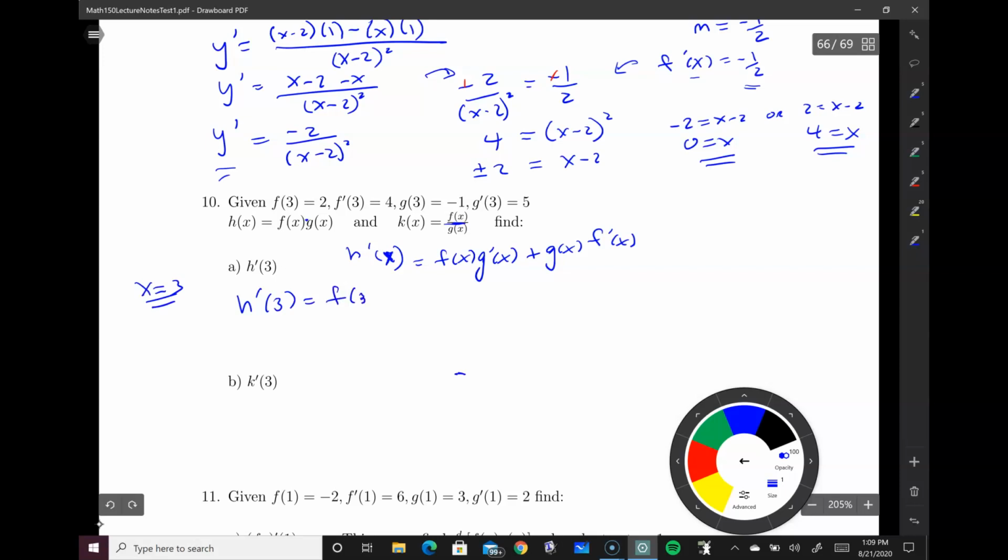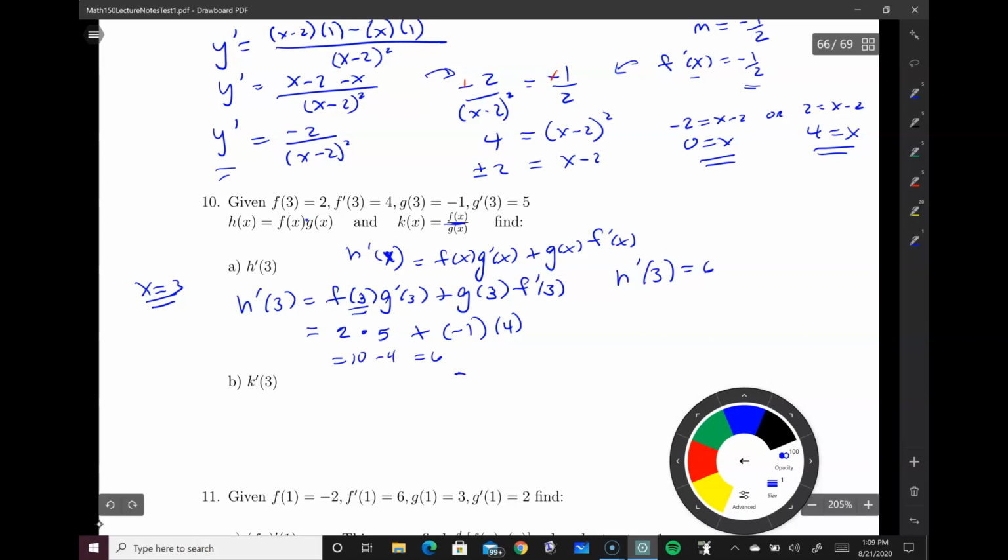So I have f of 3, g prime of 3, g of 3, f prime of 3, and they did give me enough information here to solve this. So f of 3 they tell me is 2, g prime of 3 they tell me is 5, g of 3 they tell me is negative 1, and f prime of 3 is 4. So I get 10 minus 4, or 6. So h prime of 3 is 6.